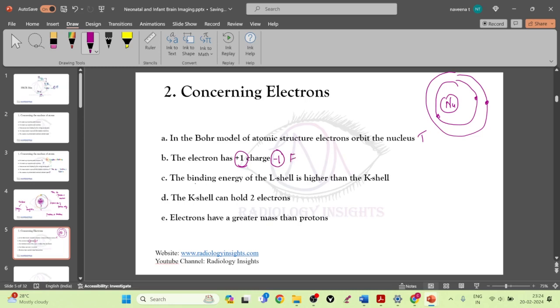So, this is false. The binding energy of L shell is higher than that of K shell. This is also false. The binding energy of K shell is higher than that of L shell. K shell holds only two electrons. True. The electrons have a greater mass than protons. False. Protons have more mass than electrons.